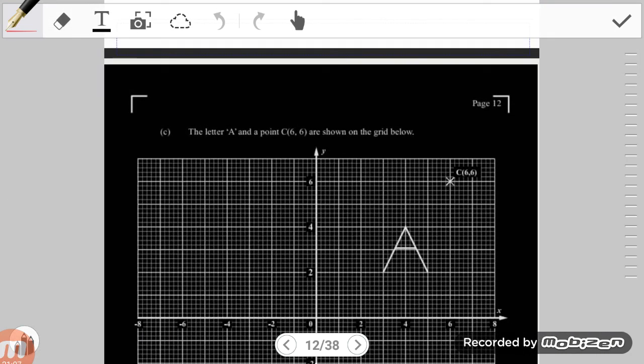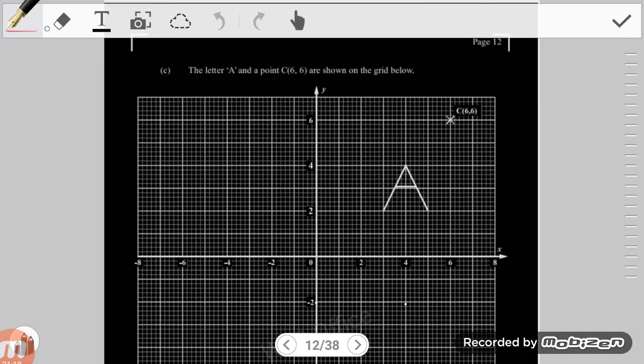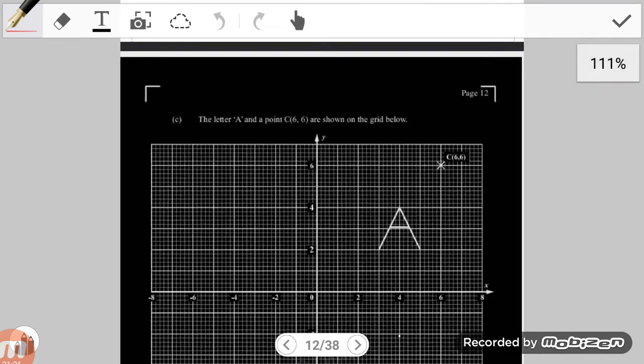Alright guys, so part C. The letter A and the point (6, 6) are shown on the grid below. So let's identify. We can see the letter A here, and we can see the position (6, 6), so that's 6 to the right and 6 upwards. So we've identified those positions.